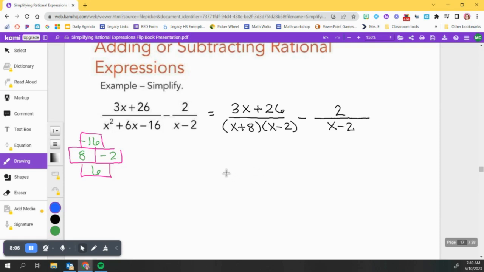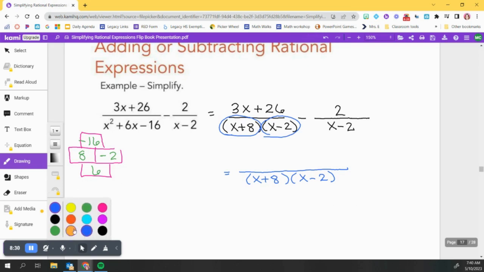Okay, so our least common denominator, we have an x plus 8. So we're going to write down an x plus 8. We have an x minus 2. So we're going to write down an x minus 2. There's already an x minus 2, so I'm not going to take another x minus 2. Did that make sense? Okay.